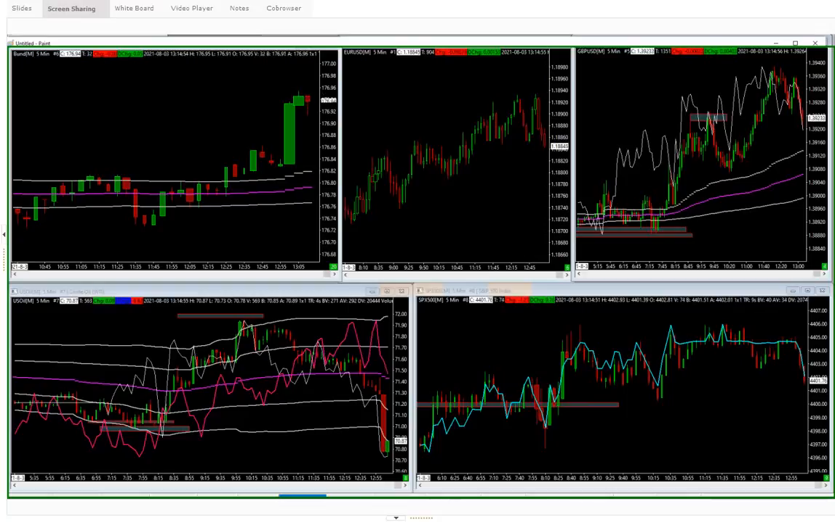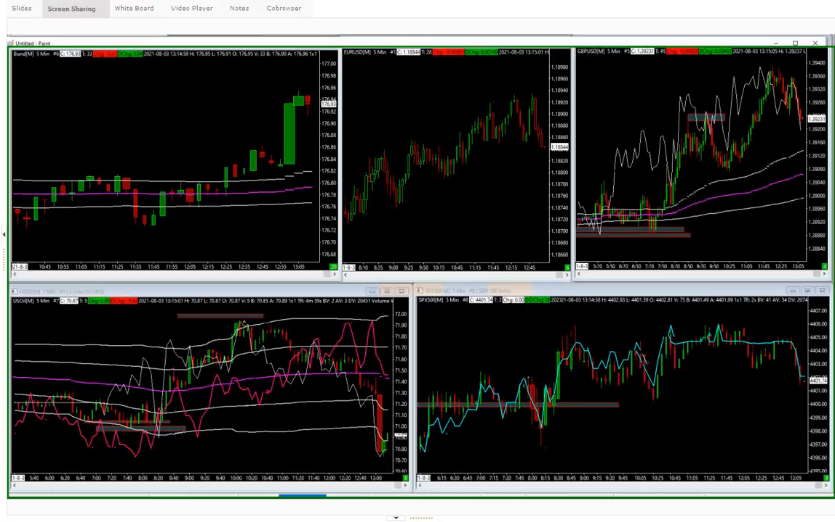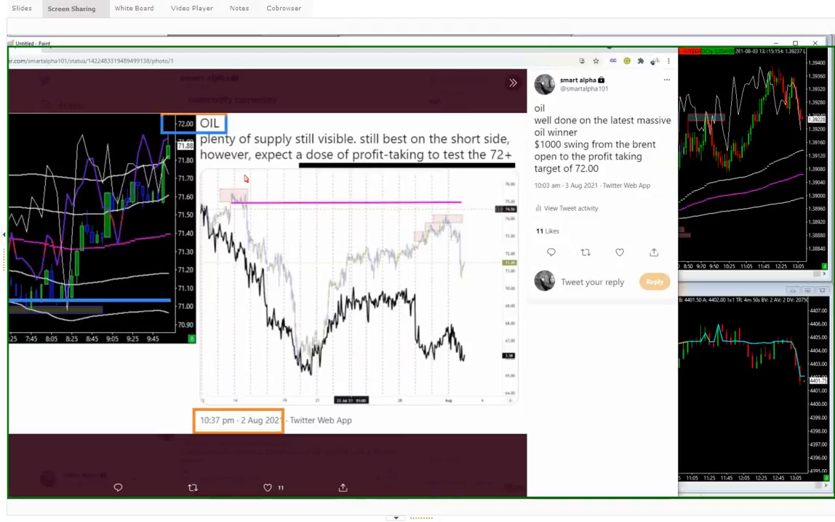Well, if you don't know what we're talking about because you don't have maybe Smart Alpha, then of course you just have to look at what we said last night about the oil price to try and figure this out. So last night, this was the tweet from 10 o'clock last night: oil, plenty of supply still visible. So we want to sell at higher prices, right? Still the best is to be on the short side. However, expect a dose of profit taking to test the 72s.